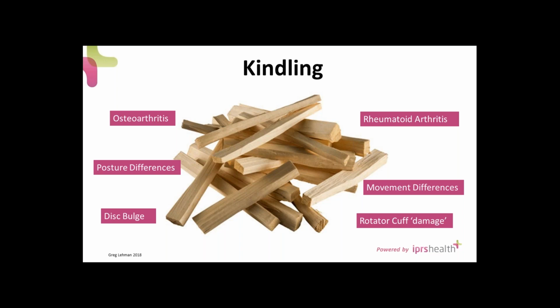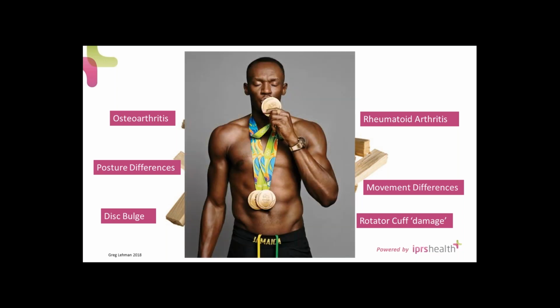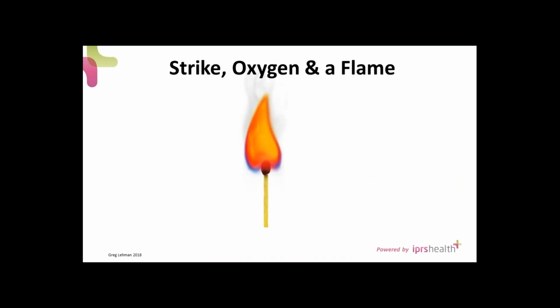And you only have to look at Mr. Usain Bolt, who has quite bad scoliosis. So we think about movement differences and posture differences and things. He has quite bad scoliosis, and he's the fastest man in the world. He doesn't really complain of any symptoms. So these things are kindling to the fire. What you need for pain to occur or for that kindling to become a fire is a strike, some oxygen, and a flame.